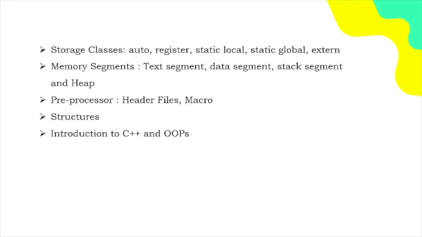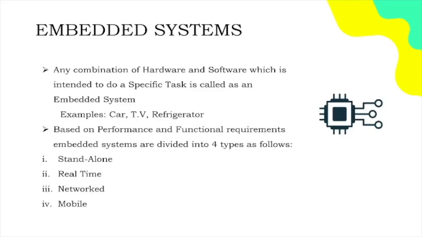Then preprocessors. In preprocessors there are header files and macros. After that, the structures, and then introduction to C++ and OOPS. After that, let us see the embedded system. So what is an embedded system? Any combination of hardware and software which is intended to do a specific task is called an embedded system.